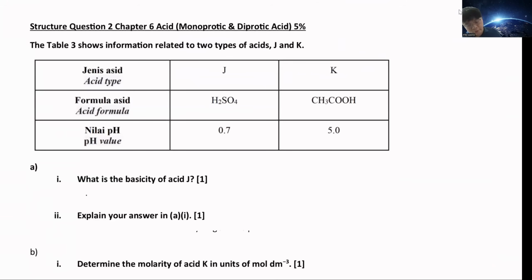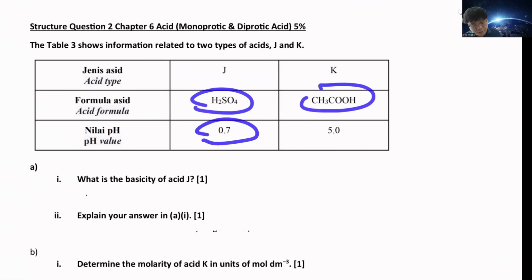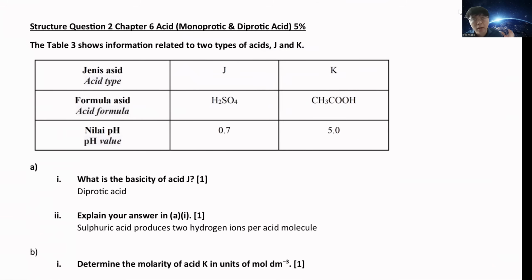Then another type of question is they're going to show you something like this. You can see they give you the formula, and this one pH high, pH low. They ask what is the basicity for J. You mention it is a diprotic acid. Why do you say diprotic acid for sulfuric acid? You mention it's because it produces 2H plus per acid molecule. Every sulfuric acid will produce 2H plus.